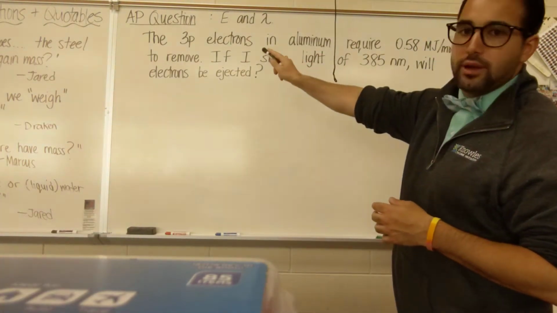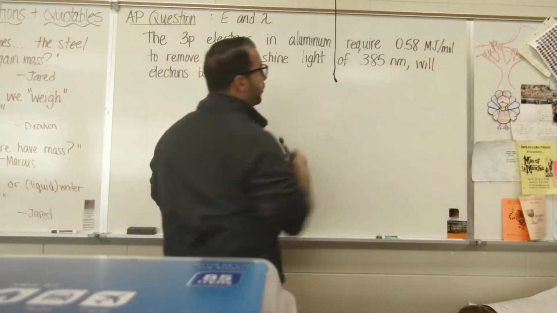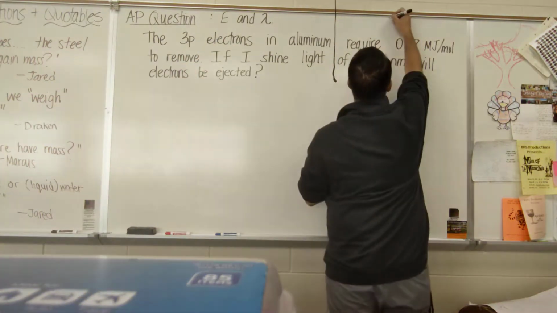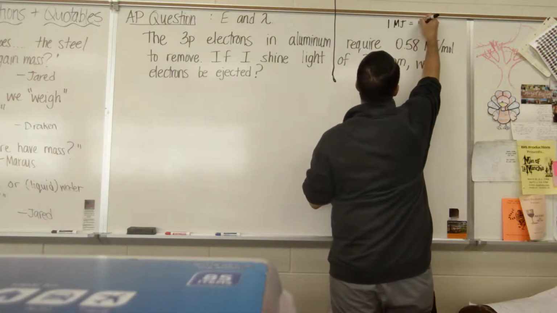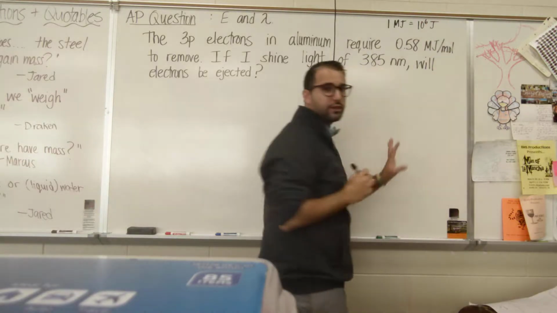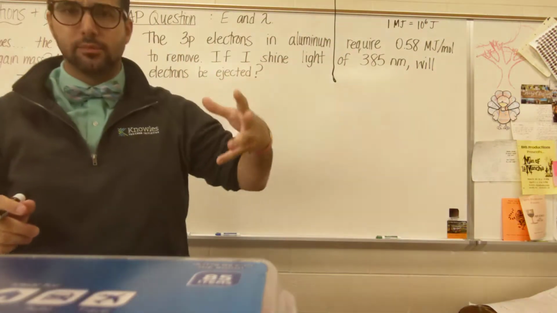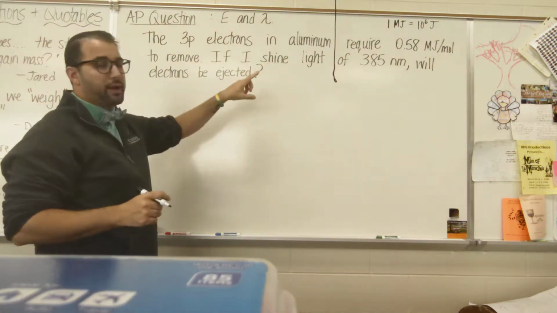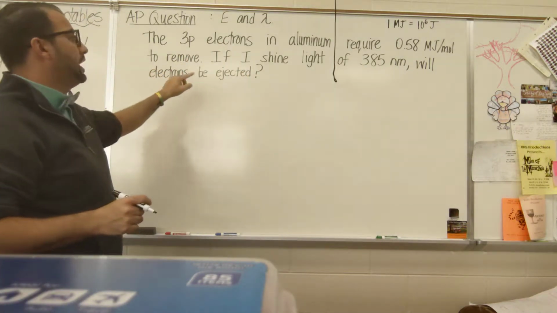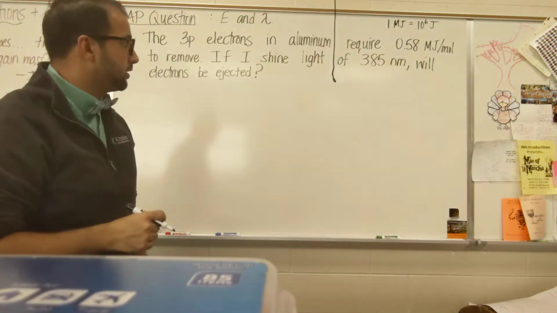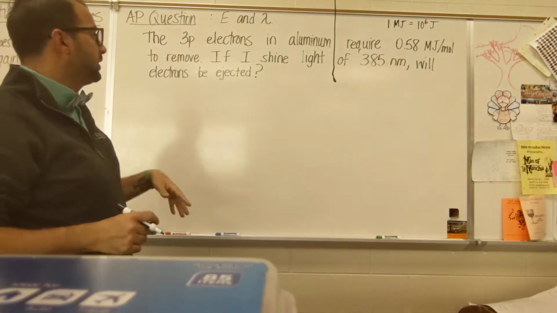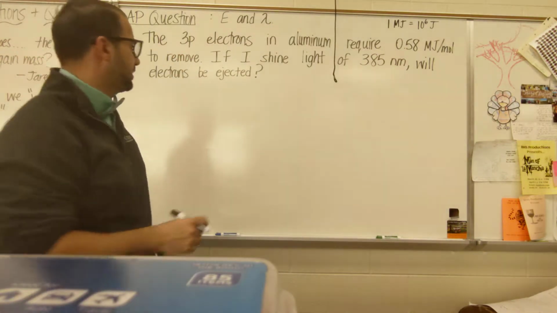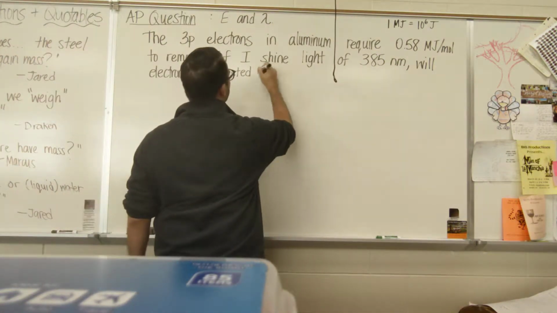So I have that the 3p electrons in aluminum require 0.58 megajoules per mole. And just as an aside, 1 megajoule is equal to 10 to the 6th joule. Mega is a million, so 1 megajoule is 10 to the 6th joule. It takes that much energy, 0.58 megajoules per mole, to remove. If I shine light of 385 nanometers on aluminum, will electrons be ejected from the 3p?